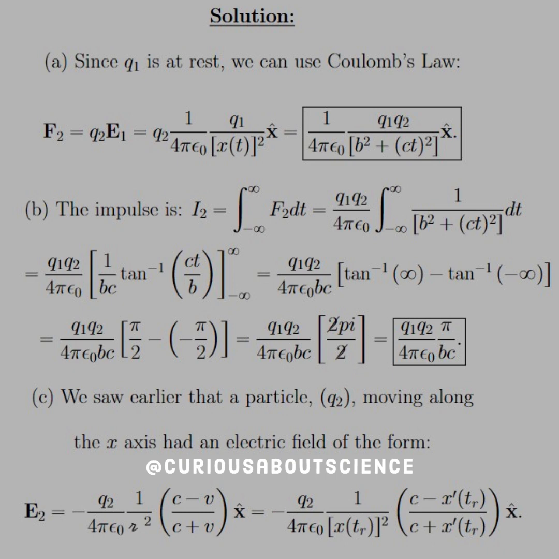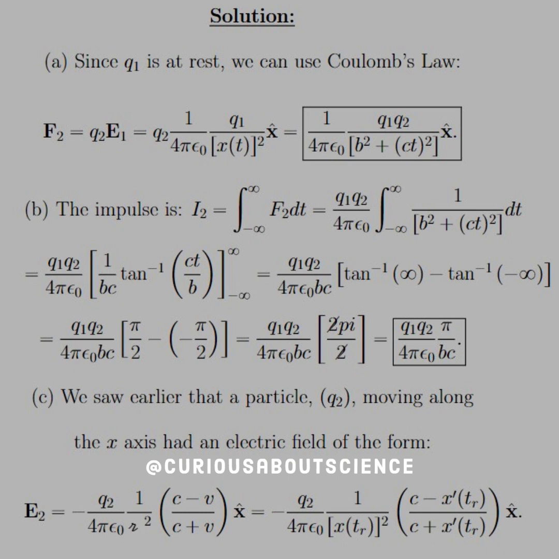And now for part C, we saw earlier that a particle Q2 moving along the x-axis had an electric field of the form E2 equals negative Q2 over 4 pi epsilon naught, 1 over r squared, (c minus v) over (c plus v) in the x-hat direction. In fact, I think that was 10.20. Yeah, I think that was 10.20. I'll link it in the question below so that you can reference it. But it was a pretty easy approximation.